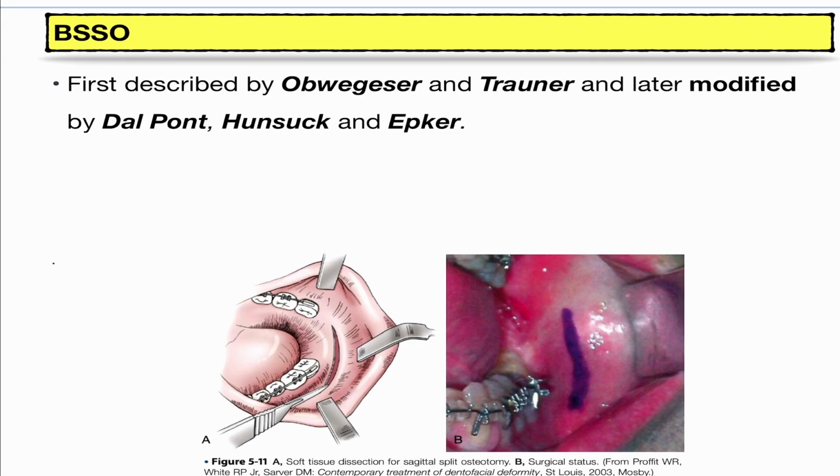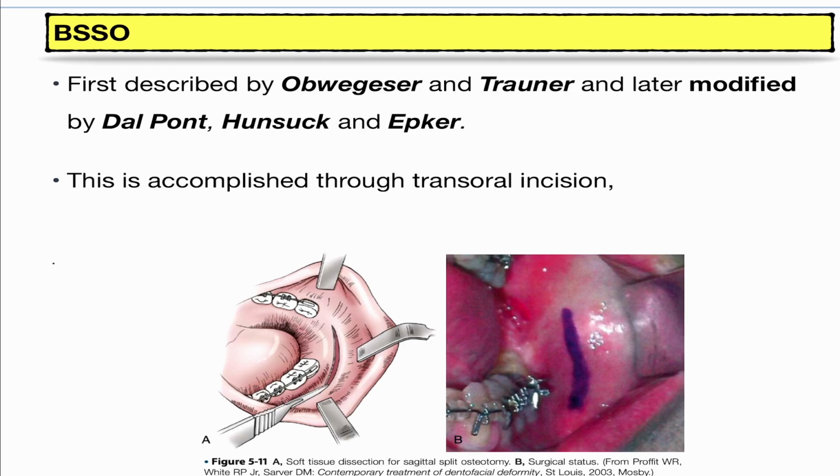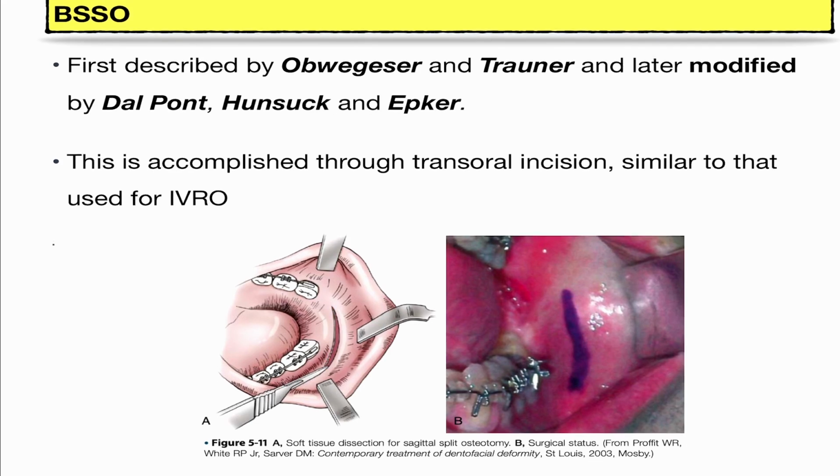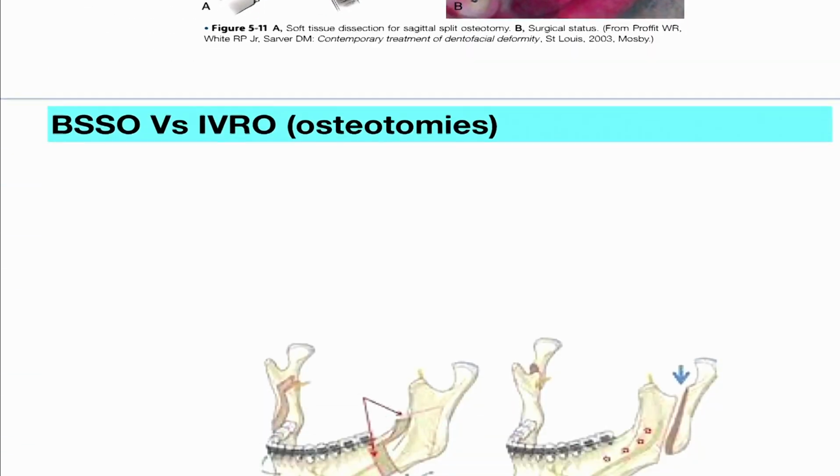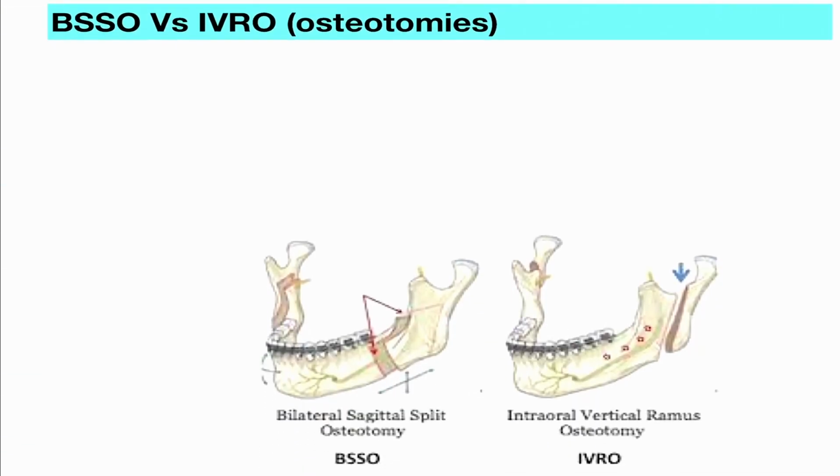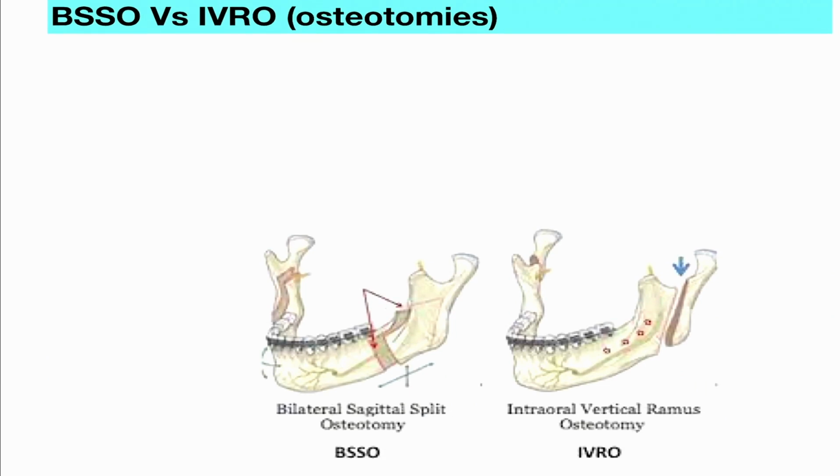Basically there is an intraoral incision, accomplished through the oral cavity, that is a transoral incision, and the incision is very similar to what you're going to see next for IVRO. This is the very typical simplified incision. You don't need to go into too much detail. What is more important is the osteotomy, how the bone is cut. There is a clear difference between the osteotomy of the BSSO and IVRO. That's what I'm going to discuss first.